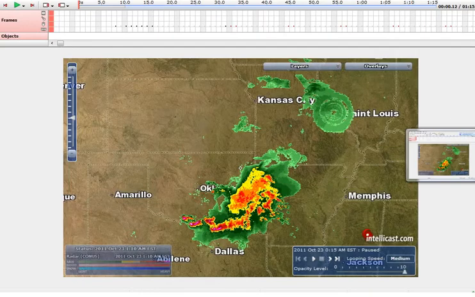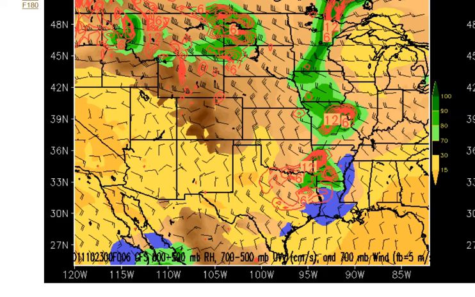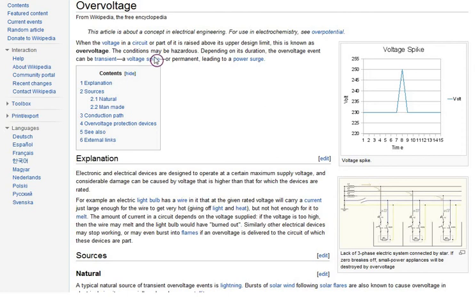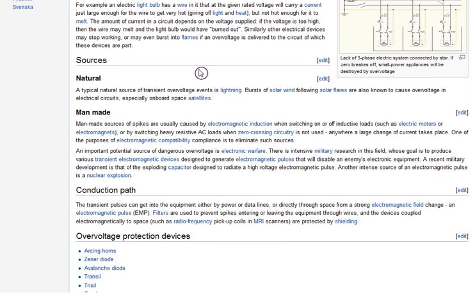So what I did is I went and looked up, let's see, it's right here, what overvoltage was. And it says when the voltage in a circuit or part of it is raised above its upper design limit, this is known as overvoltage. And it goes on to talk about what it is, and that it can be the result of lightnings or solar wind or solar flares.